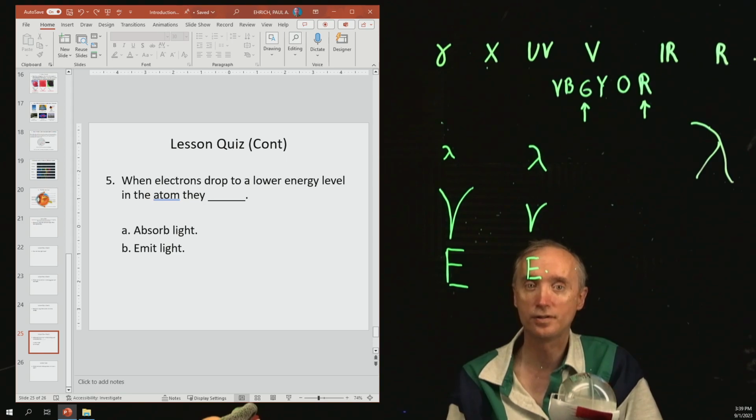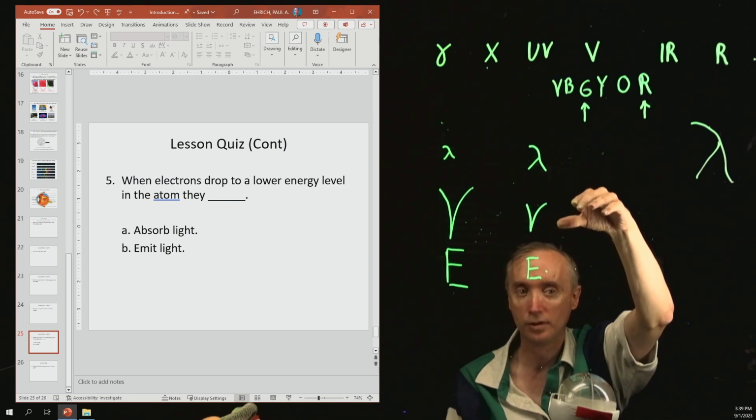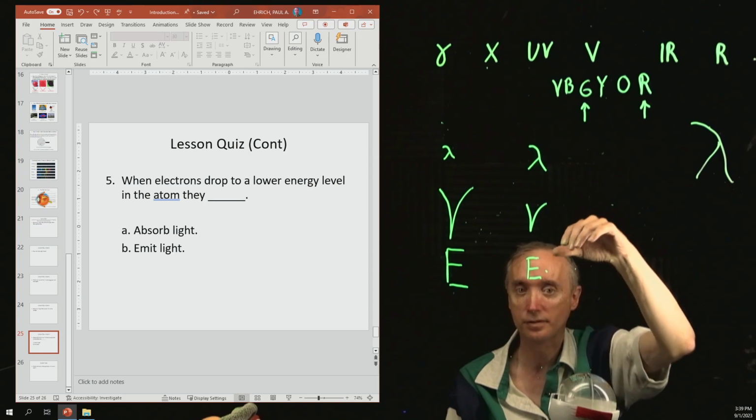When electrons drop to a lower energy level inside the atom, what are they going to do? When they go down, they're going to emit light.